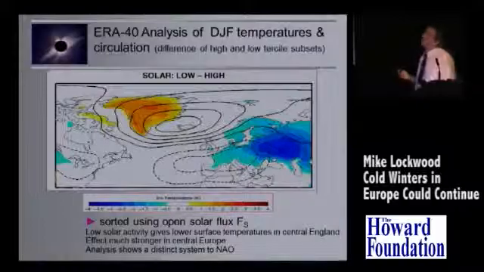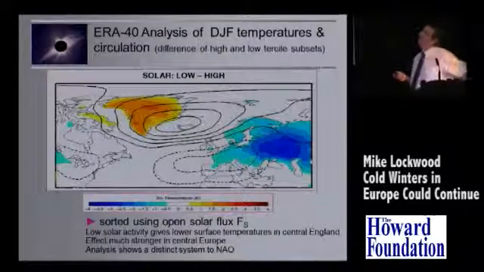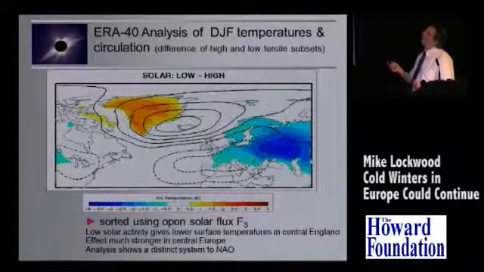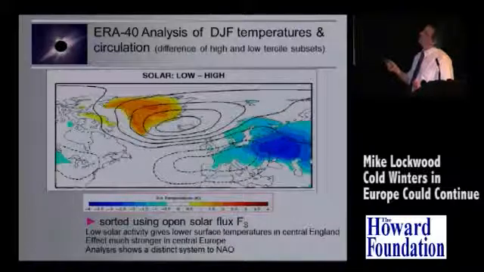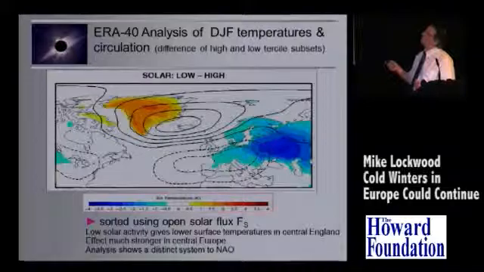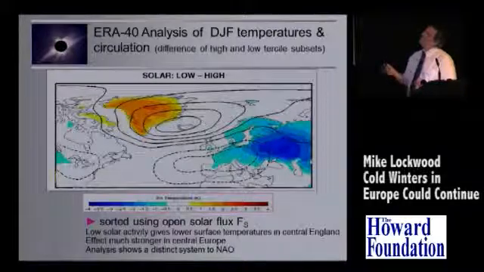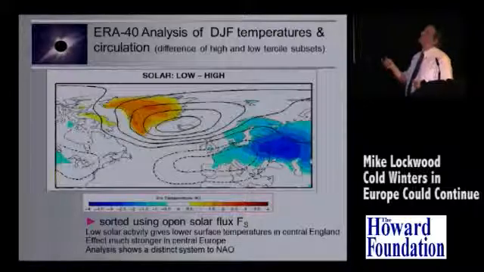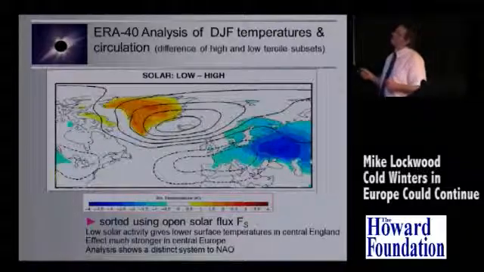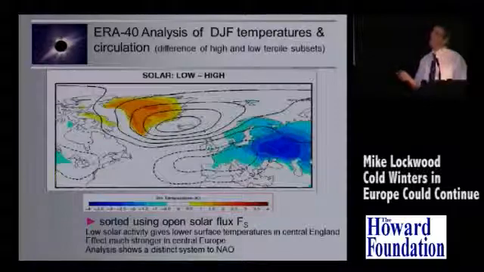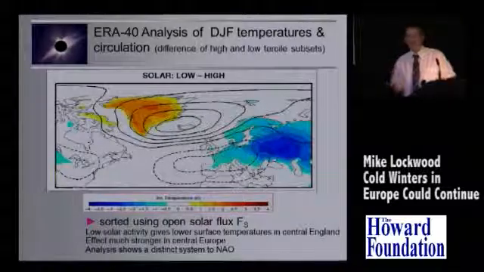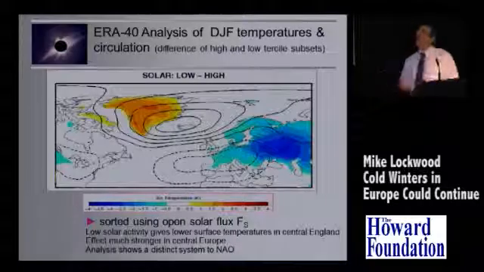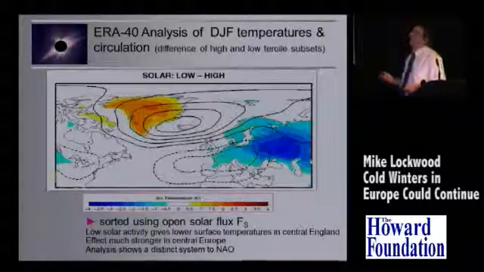Looking at the temperatures, this is based on data from 1976 onwards. We find that these blocking events do duly reduce the temperatures, particularly here in Eastern Europe. But notice what it's done to Greenland. This is just sorting low solar activity minus high solar activity. It increases the temperatures over Greenland. This is not a global effect. It's just a redistribution of what's going on around the Atlantic basin.